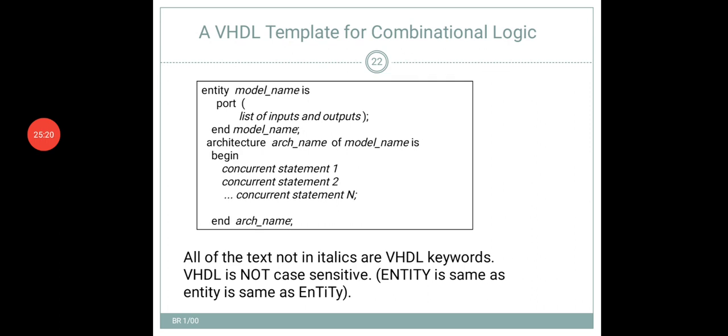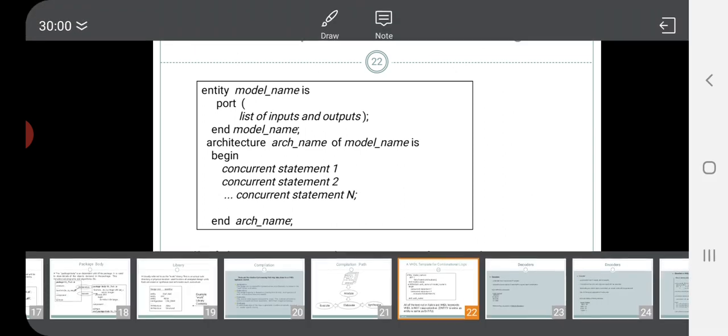A VHDL program for combinational logic can be written with the template of entity, model name, then the list of input and output ports, and then the architecture where all the concurrent statements are executed. So we'll have some examples.